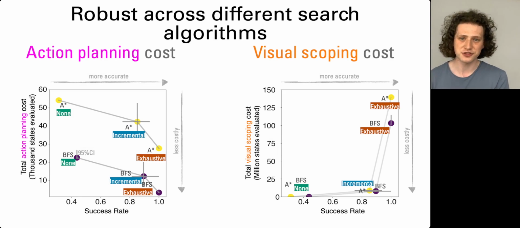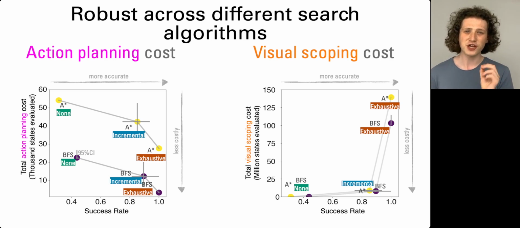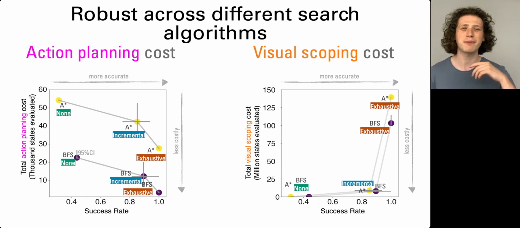There are different ways to search the graph, and I would have shown you other results using breadth first search look ahead, a classical search algorithm. To show that the effect of scoping is robust across different search algorithms, we've trained the same models using different graph search algorithms. Here, you see the same plots with A-star look ahead included. Same general pattern holds, indicating that the effect of visual scoping is robust and does not depend on particularities of the search algorithm.